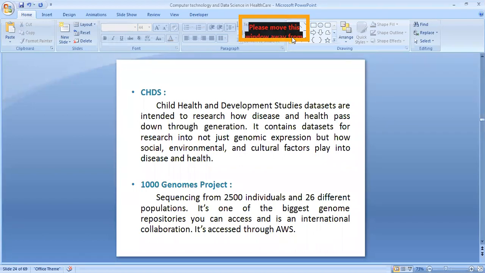Then we have the 1000 Genomes Project, where again they have a huge amount of genomic repositories, wherein you can find many combinations of data sets available for doing your genomic research.